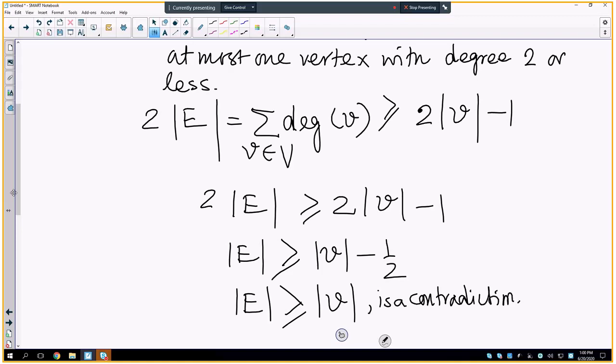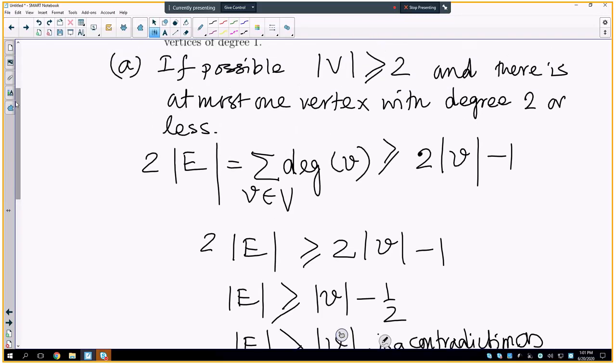And in a tree, the edge set is strictly less in cardinality than the vertex set. So it is not even equal, because the cardinality of the edge set is the vertex set's cardinality minus 1. So this is a contradiction. Hence, what I said, there is at most 1 vertex with degree 2 or less, is not true. There should be more than 1 vertex with degree 1. That answers my question. And a similar thing we're going to do for B.